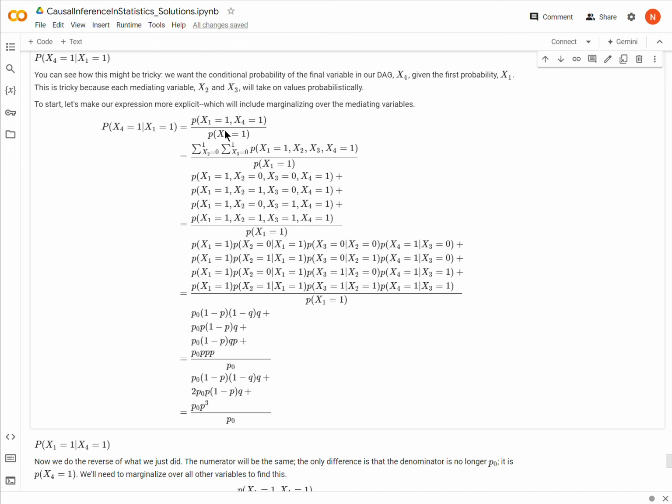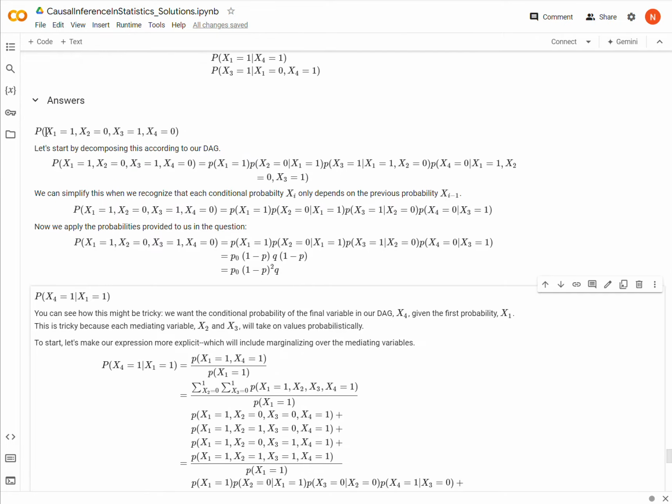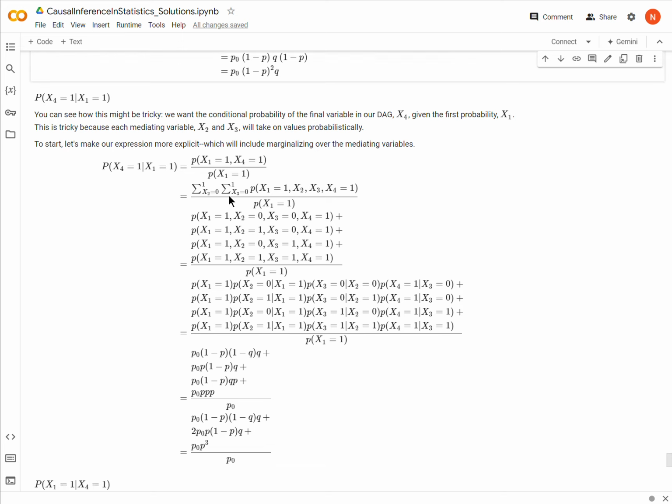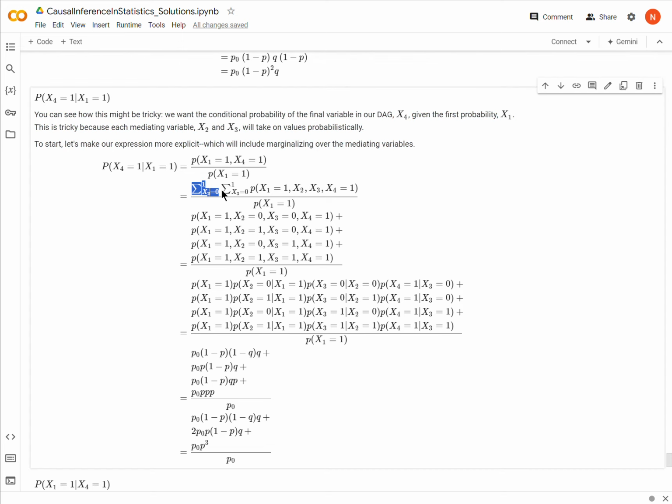This is the same as taking our big joint probability distribution up here and marginalizing out the variables that are not part of our statement, and that's x2 and x3 in this case. So we have the joint probability that x1 equals 1 and x4 equals 1, where we marginalize over x2 and x3. In other words, we account for all possible values and combinations of x2 and x3, divided by the probability that x1 equals 1.